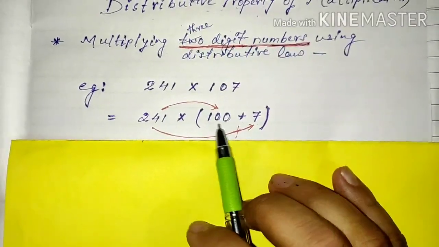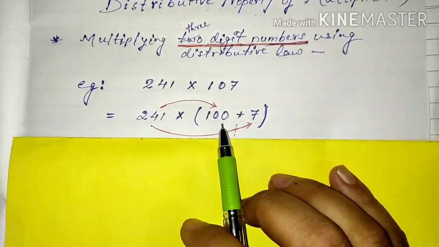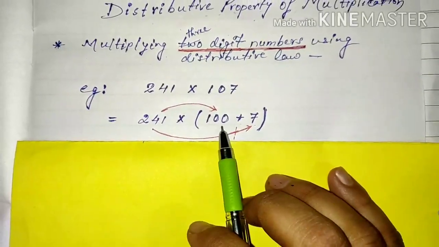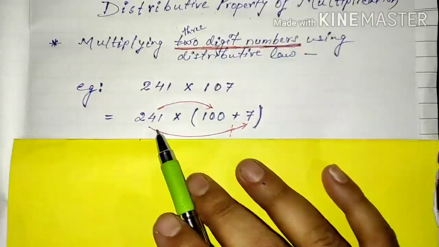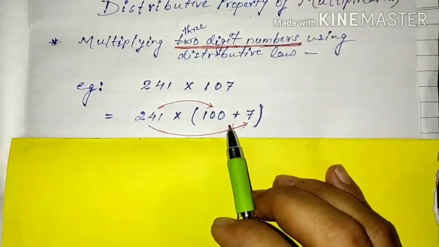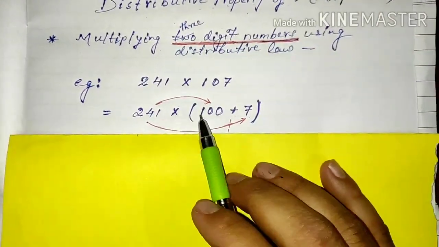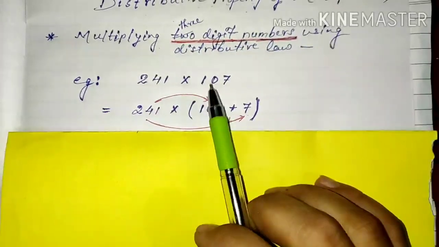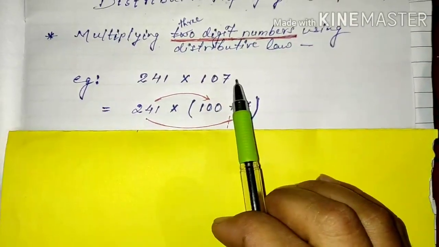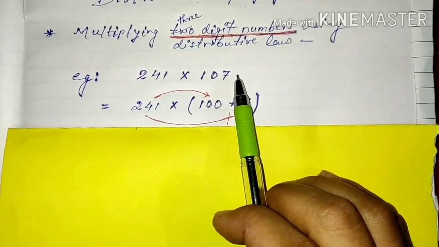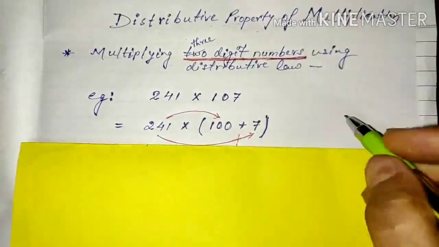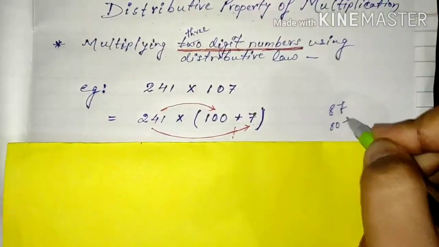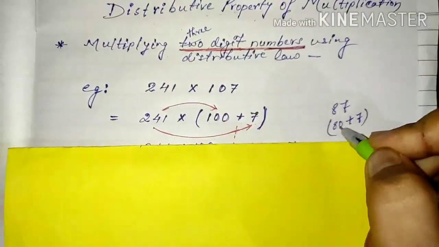Now break it in such a way that one term out of these two is a multiple of 10, so that while using the distributive property, the multiplication becomes easier. I have written here 100 plus 7, which is equal to 107. You could have also used 110 minus 3. For example, if I have a number like 87, I would have broken it as 80 plus 7.